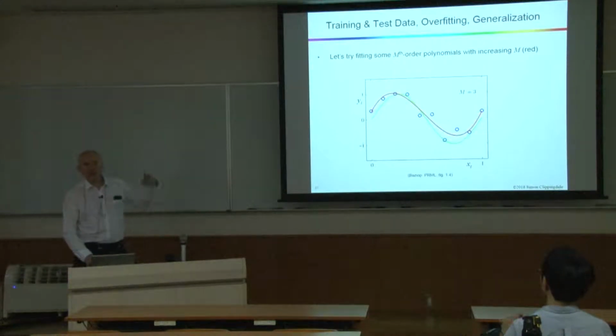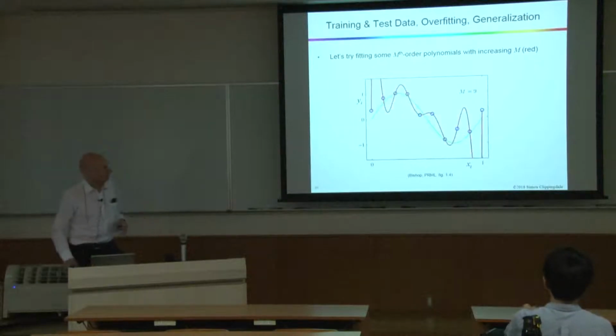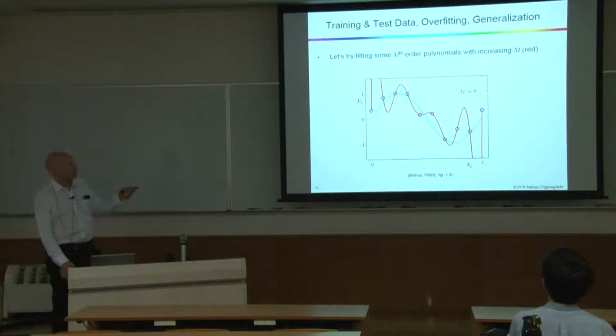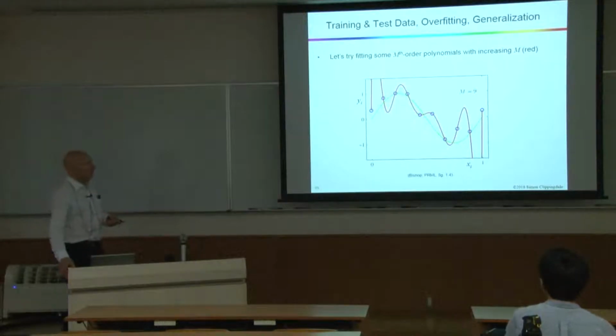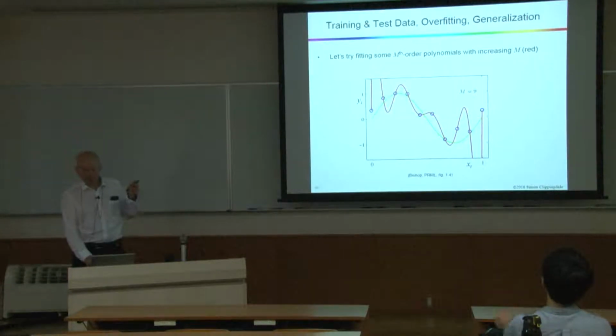So if we keep going and increasing the order of the polynomial, do things get better? And the answer is, up to a point, yes. But if we go too far, here's a 9th order polynomial now, which can exactly fit these 10 data points. Great. So we've exactly fitted the data. Should we be happy about that? Probably not.